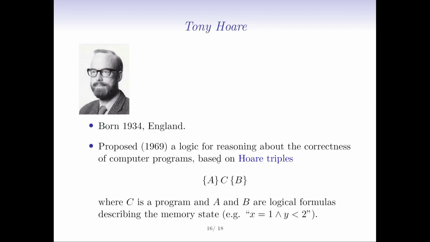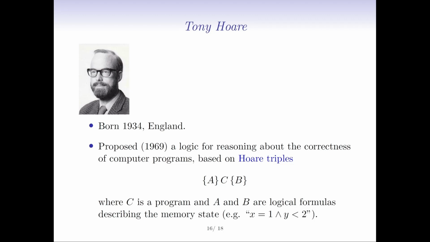So in 1969, he proposed a kind of logic for reasoning about the correctness of computer programs, and that's based on these Hoare triples here. So the format is {A} C {B}. Those brackets, they look like set brackets, but they mean something different here. So C is a program that goes in the middle, and A and B are logical formulas that describe the state of the computer memory, before and after the computation of C, respectively.